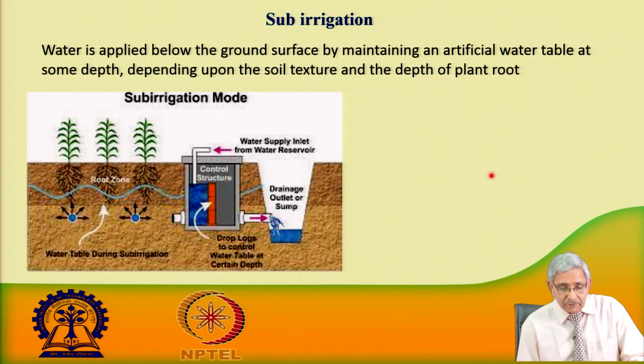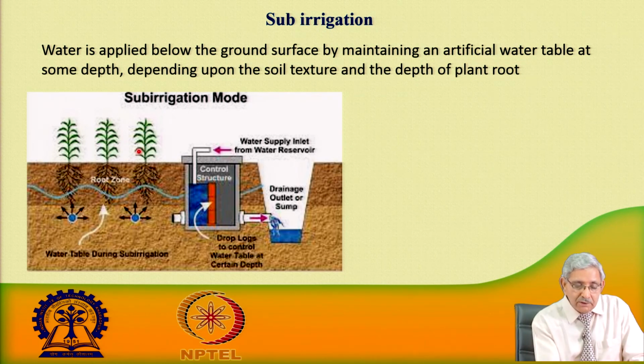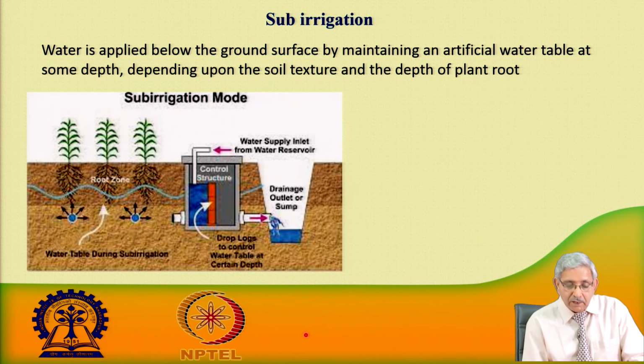Sub irrigation is another method where water is applied below the ground surface, by maintaining an artificial water table at some depth depending upon the soil texture and depth of plant root. What we are seeing here is a plant with its root system, and then there exists a water table. Water movement takes place from the water table to the root zone of the crop by capillary action.